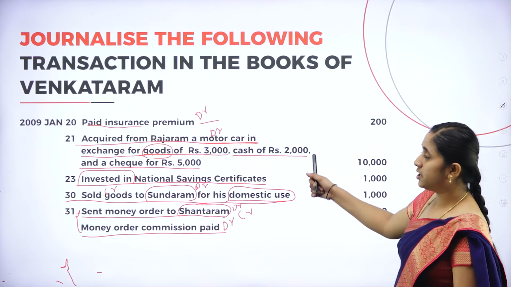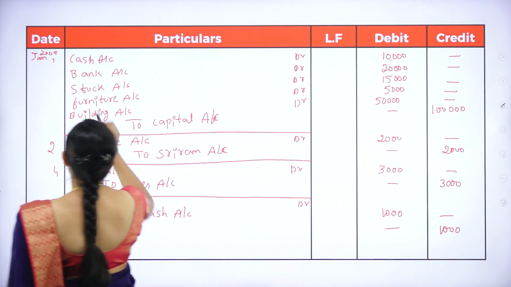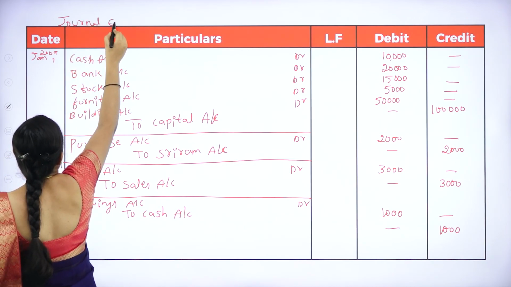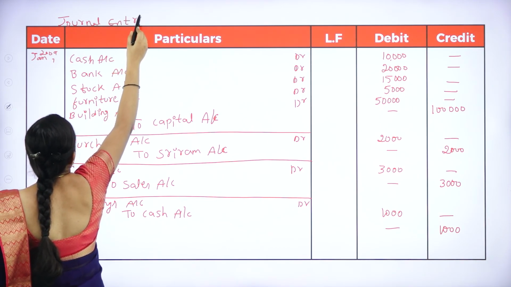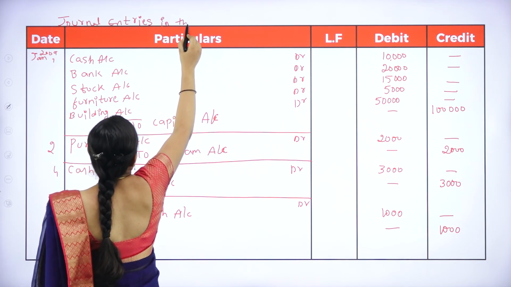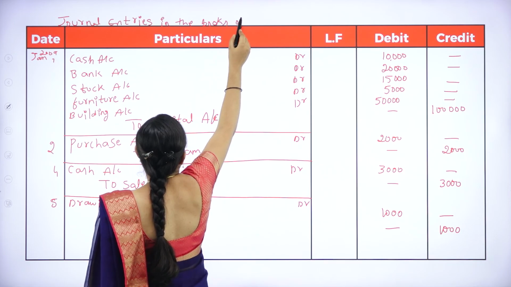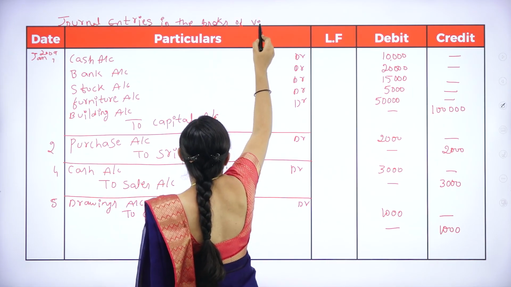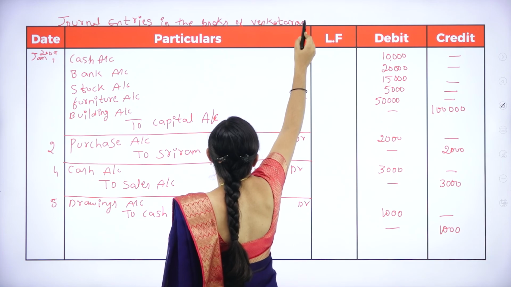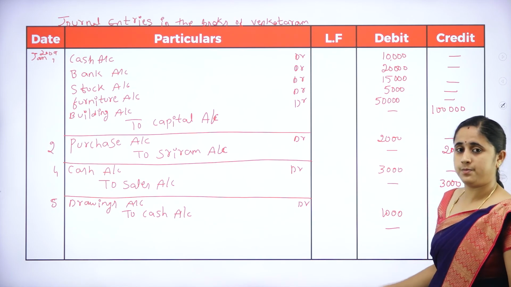This is about your problem. This is the solution. Before starting the problem, you should write and start with journal entries in the books of Venkataram. Journal entries in the books of Venkataram. And start doing the problems.